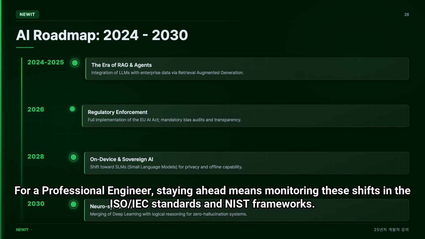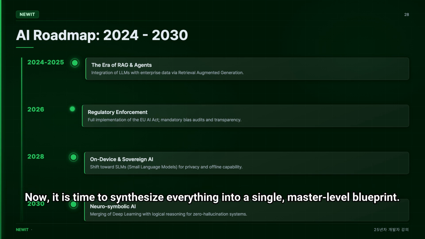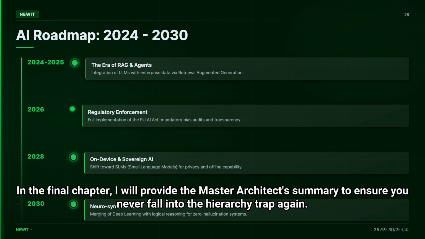For a professional engineer, staying ahead means monitoring these shifts in the ISO IEC standards and NIST frameworks. We have covered the case studies, the costs, and the exams. Now it is time to synthesize everything into a single, master-level blueprint. In the final chapter, I will provide the master architect's summary to ensure you never fall into the hierarchy trap again.